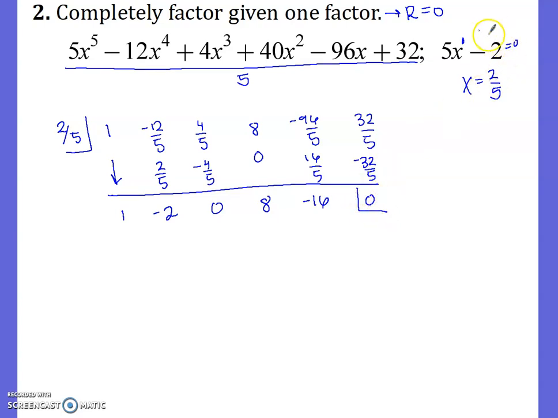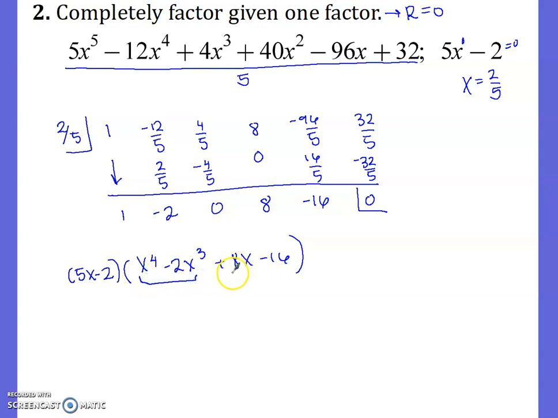Okay, so now to completely factor, this is going to be the polynomial we're left with after we divided by this. So we first need to be sure to include 5x minus 2 as one of our factors. Then this is what we're left with. So that's going to be x to the 4th minus 2x cubed, no x squared, 8x minus 16, and this time there's no remainder.